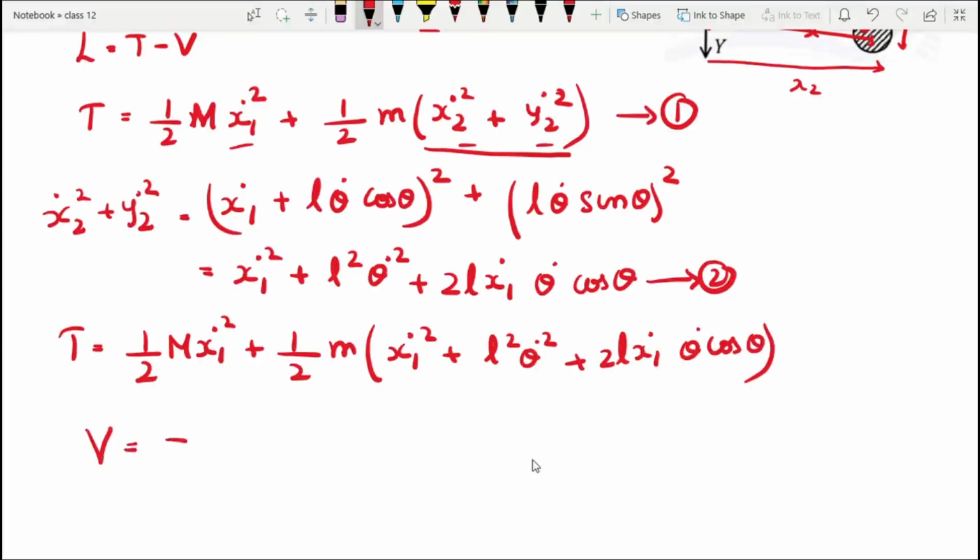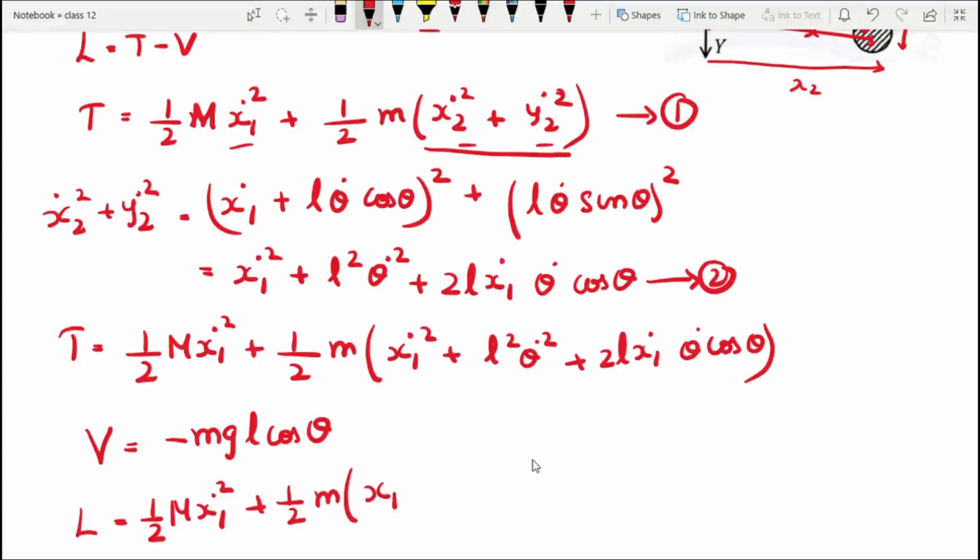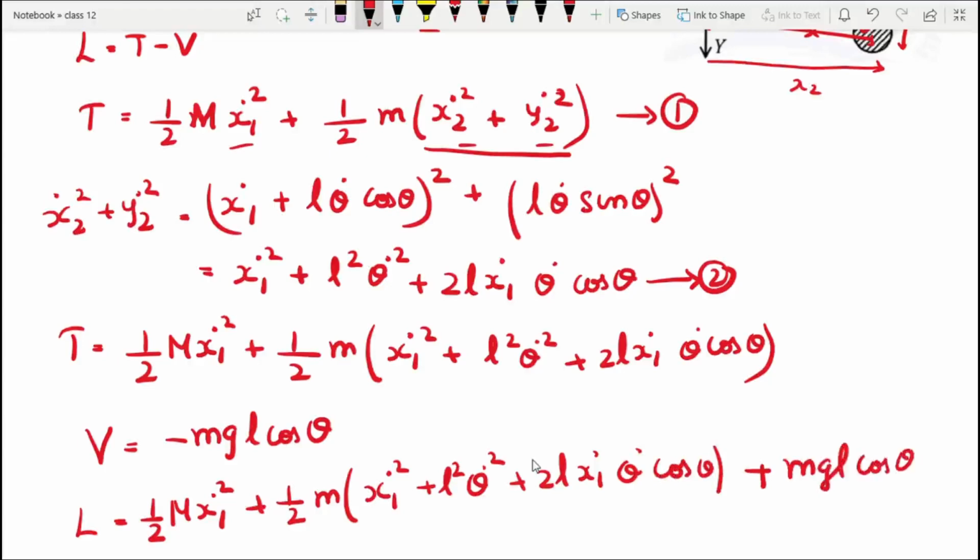Now we have to find V, which is nothing but minus m g L cos theta. Therefore L will become half capital M x1 dot square plus half small m times x1 dot square plus L square theta dot square plus 2 times L x1 dot theta dot cos theta, minus of minus plus, it will be m g L cos theta, right?